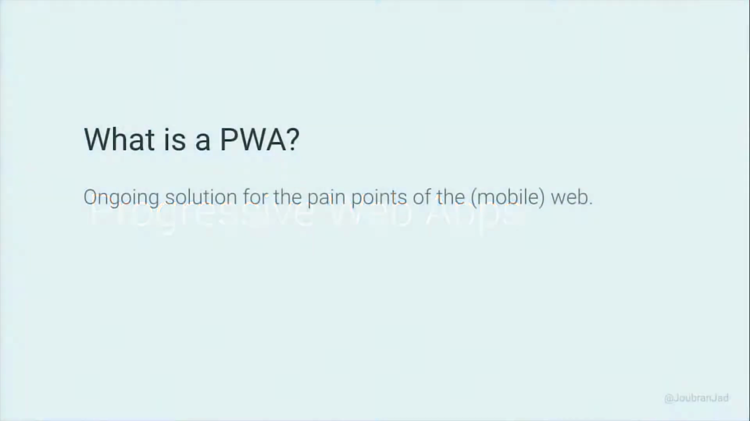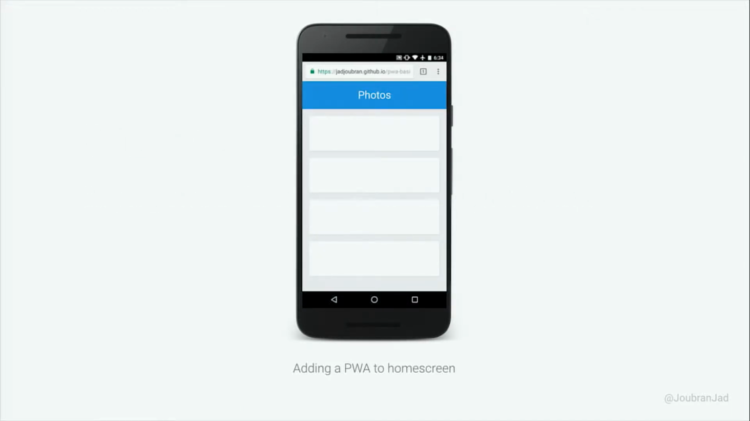The way I like to think of a PWA is to say this is an ongoing solution for the problems of the mobile web. So the web is slow, and the mobile web is even slower. And progressive web apps aim to solve this. So this is an ongoing solution because it's not something fixed. It's still in development.